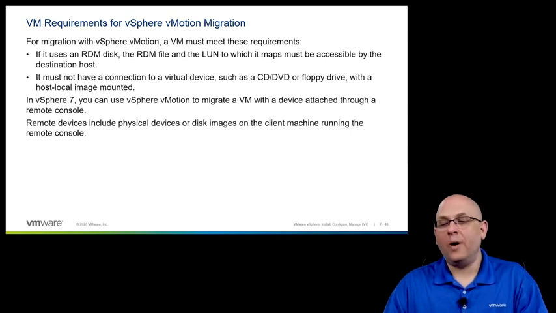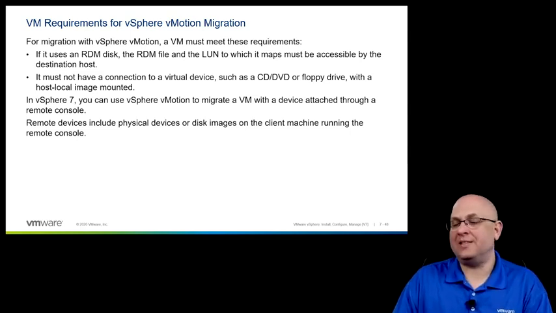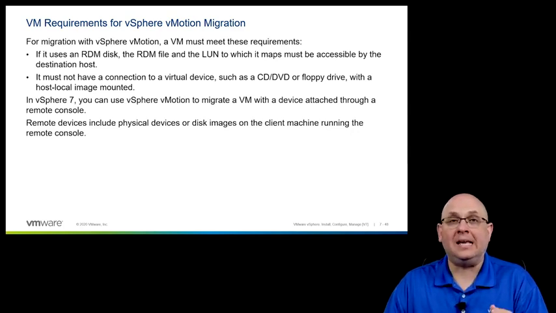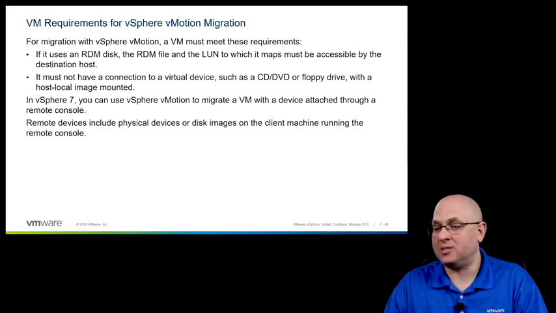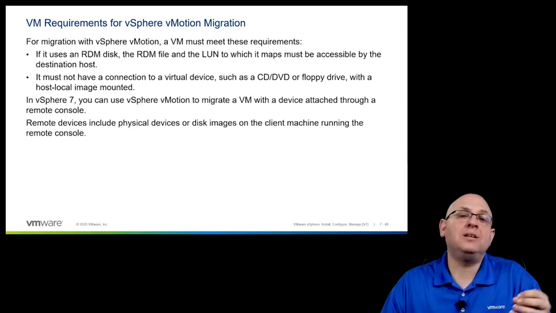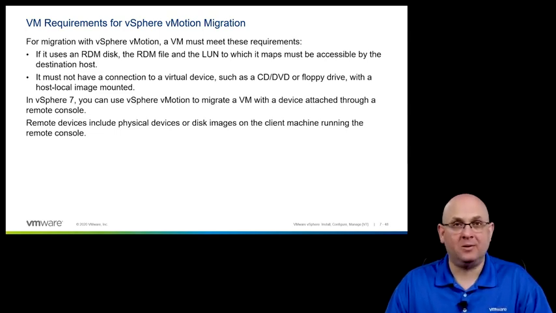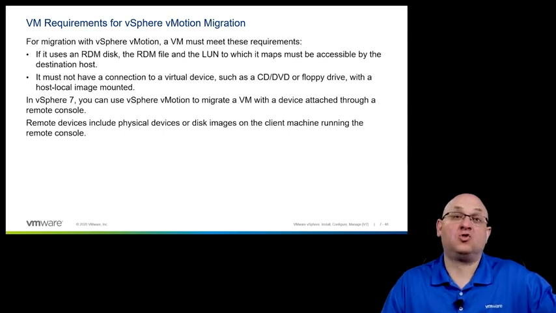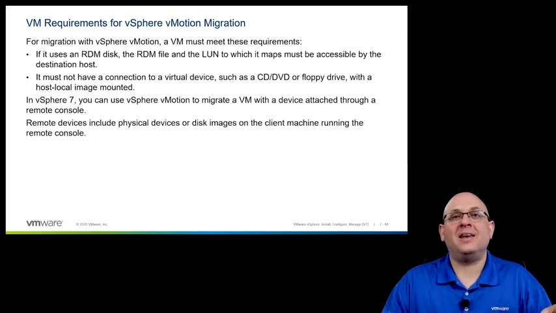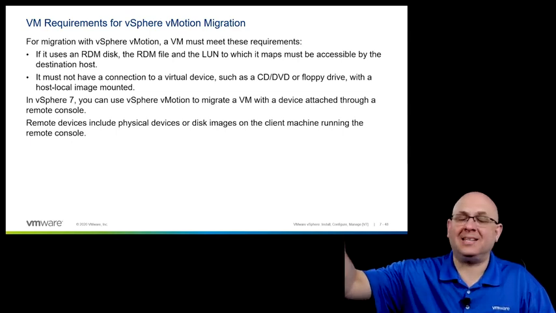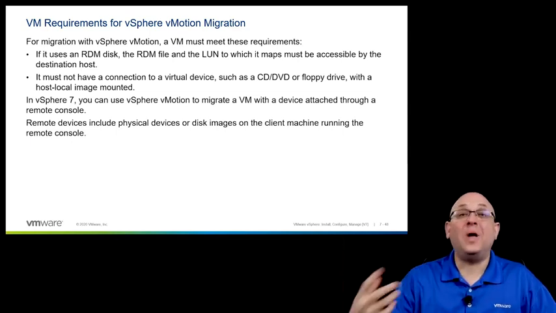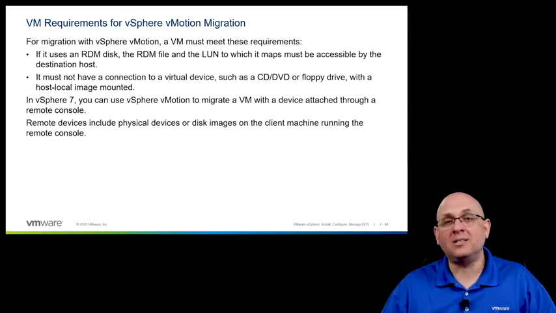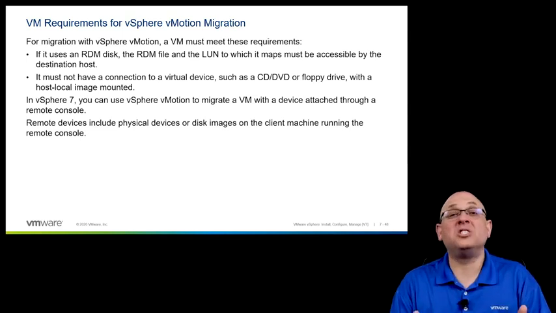We also cannot have a virtual machine that has a connection to a virtual device, like a CD, DVD, ISO image, that sort of thing, that is mounted locally at an ESXi host. So if the ISO image is on a local drive, then the destination host cannot see that local drive. We cannot move the VM. In that case, you either want to unmount the ISO image or put your ISO images on shared storage as well.